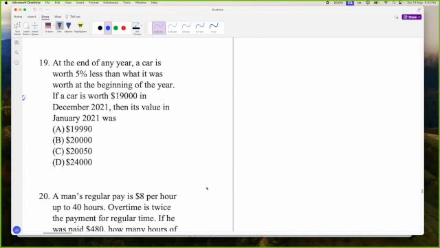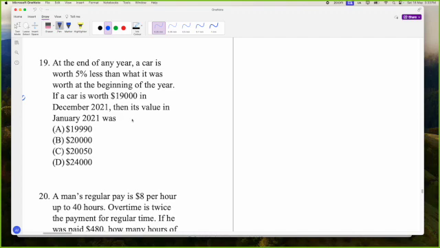At the end of any year, a car is worth 5% less than it was in the beginning of the year. If a car is worth 19,000 in December 2021, then its value, this is a mistake. No, it's not a mistake. 2021. All right. So then its value in January 21 was, right? So it's worth less. It's worth 5% less.